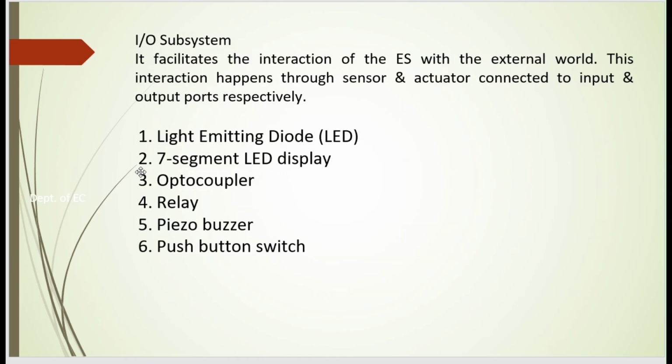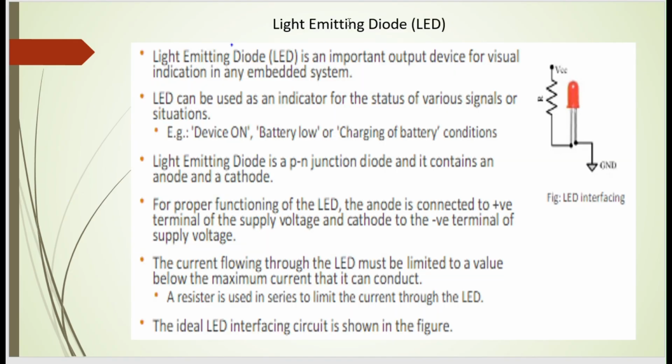Next, we'll discuss the I/O subsystem. I/O refers to the input-output subsystem. It facilitates the interaction of the embedded system with the external world. Most of the I/O subsystem has I/O ports. Examples of I/O subsystem devices would be LED, 7-segment display, optocoupler, relay, piezo buzzer, and push button switches. In the further slides, we'll discuss each of the I/O subsystem.